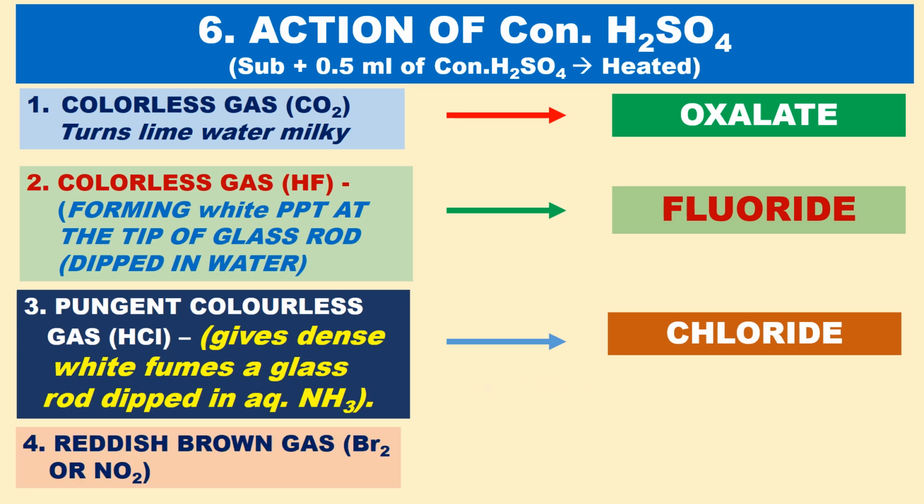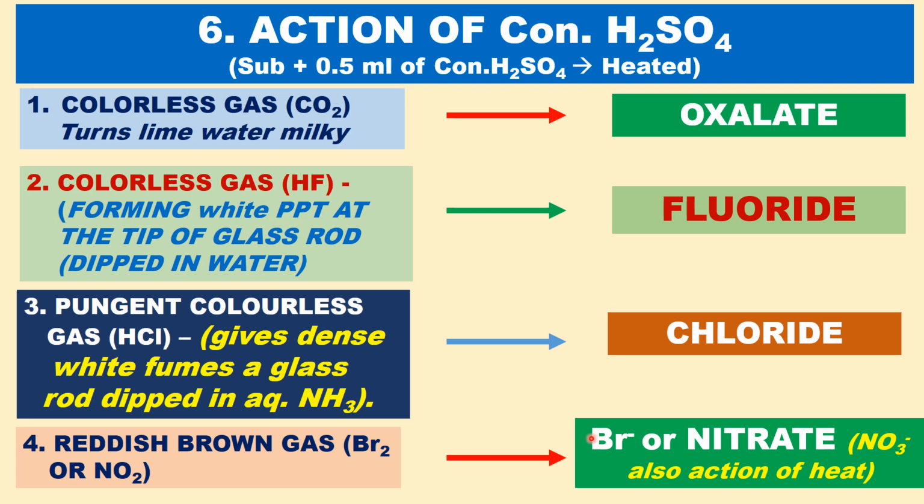And reddish brown gas, mostly bromine, Br2, and NO2, are reddish brown gases. It shows the presence of bromide or nitrate. In action of heat, nitrate only gives a reddish brown gas.